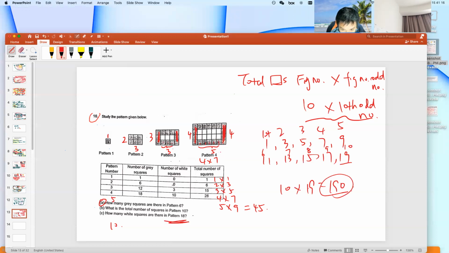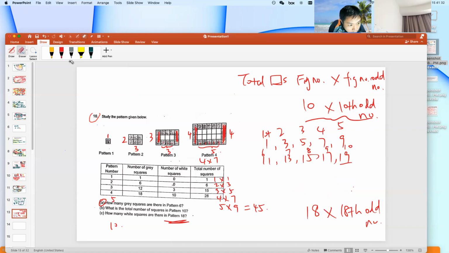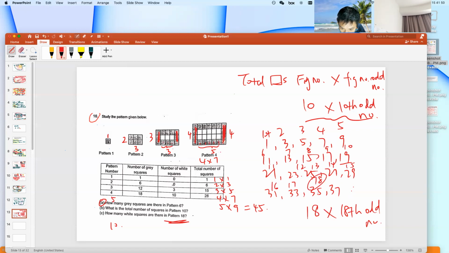So pattern 18 is 18 times the, you are supposed to find the 18th odd number. Okay. So what you can do is just continue. So you can have 21, then 23, 25, 27, 29, 31, 33, then 35, and then 37. Let's see, 11, 12, 13, 14, 15, 16, 17, 18. So it's 35, right? So 18 times 35.